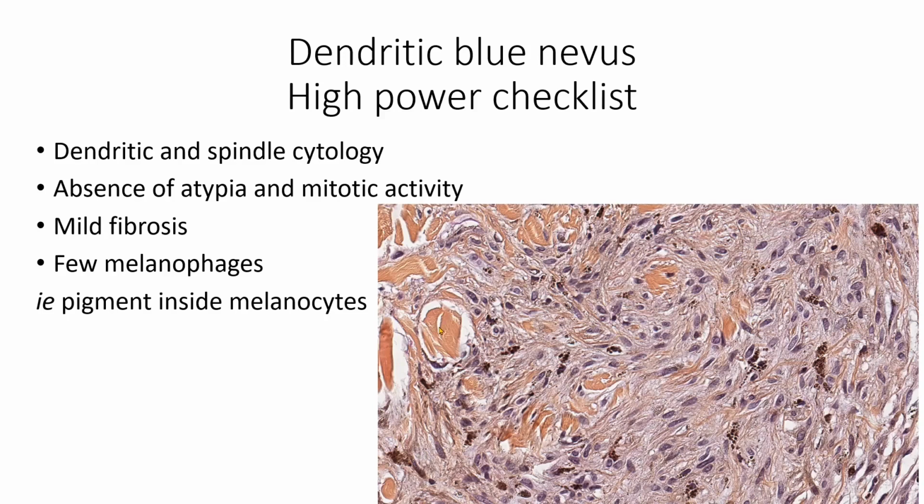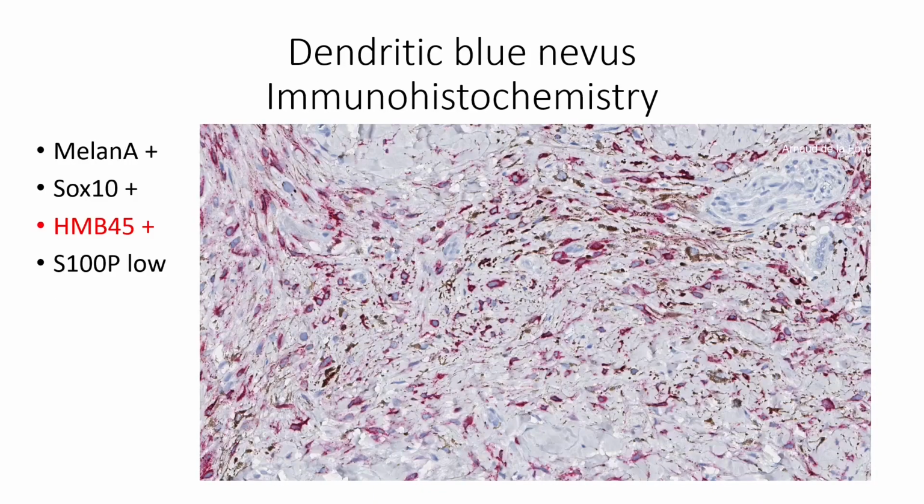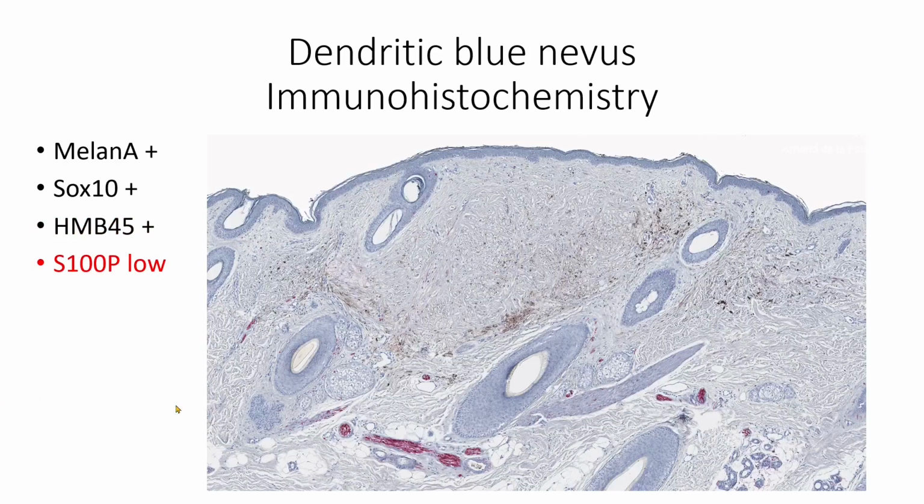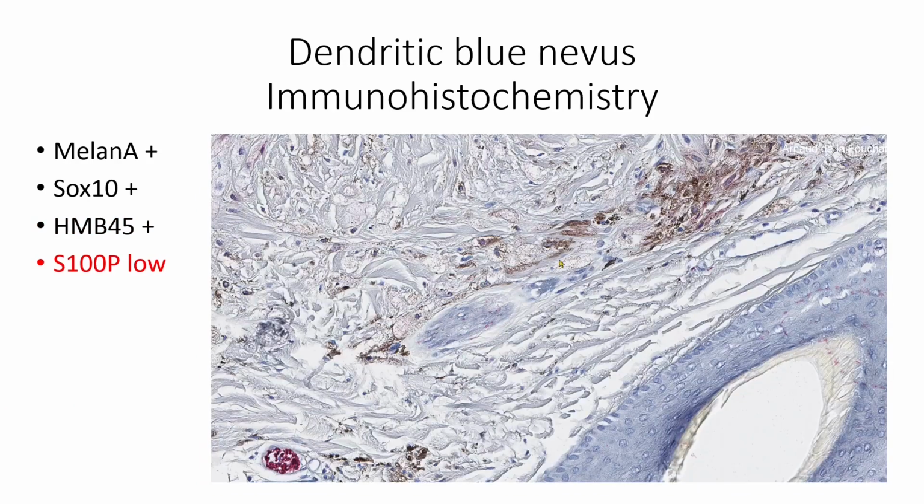There is a mild fibrosis in the background with few melanophages, and most of the pigment is located inside the melanocytes. The immunohistochemistry will show positivity for Melan A and SOX10 in most cells, as well as HMB45, such as shown here. And there is usually a low S100 positivity, as we can see in this example.